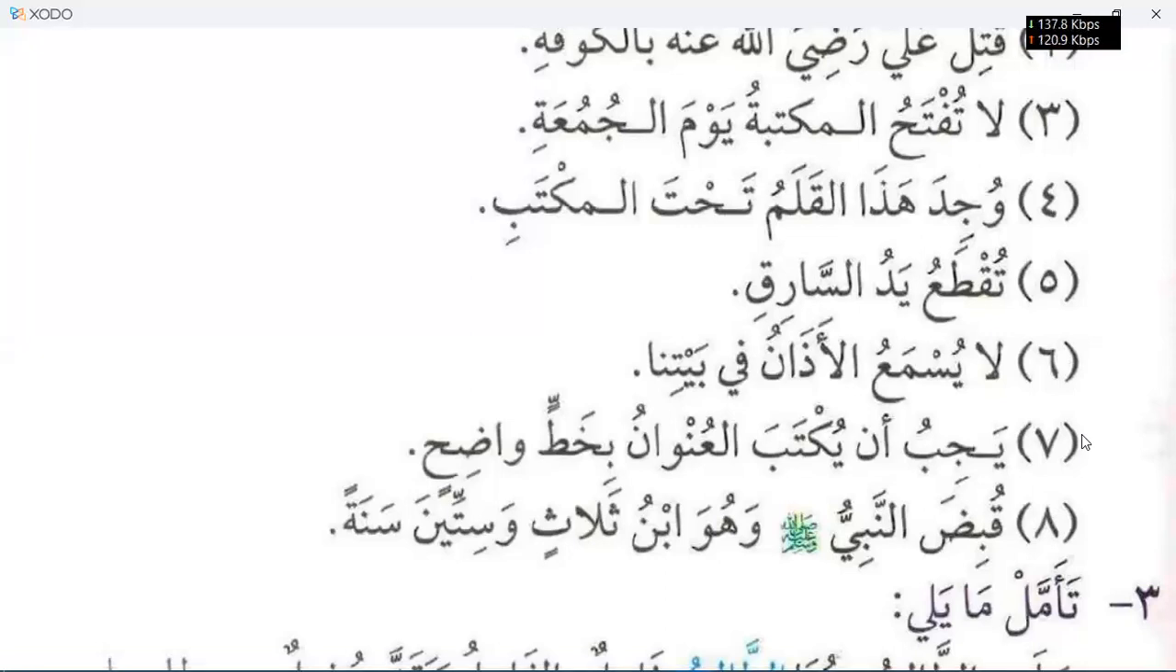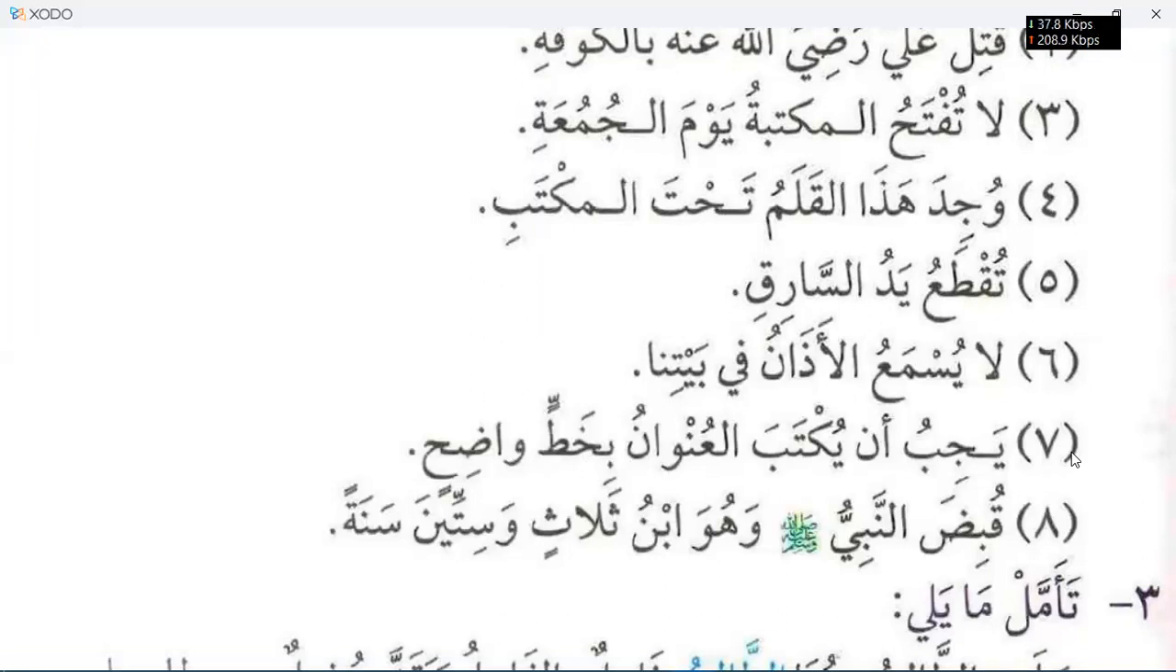Yajibu ayyuktaba. Yes. Al-unwan. Yes. Bihaddi wadih. Yes. I'm not sure of the translation. Yuhibbu, maybe he loves. Yajibu, it is must. Write the address in clear handwriting. Okay. You must write the address clearly.